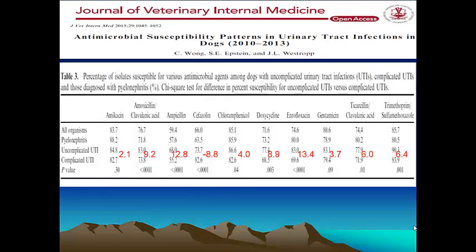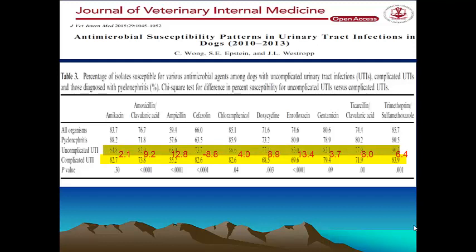So if we look at the results, the one thing important was that dogs with complicated urinary tract infection in general had more isolates that were resistant to a wide range of antimicrobials than the uncomplicated ones. But not by a great margin, though. Maybe just between 2% for amikacin, all the way up to 13.4 for enrofloxacin.